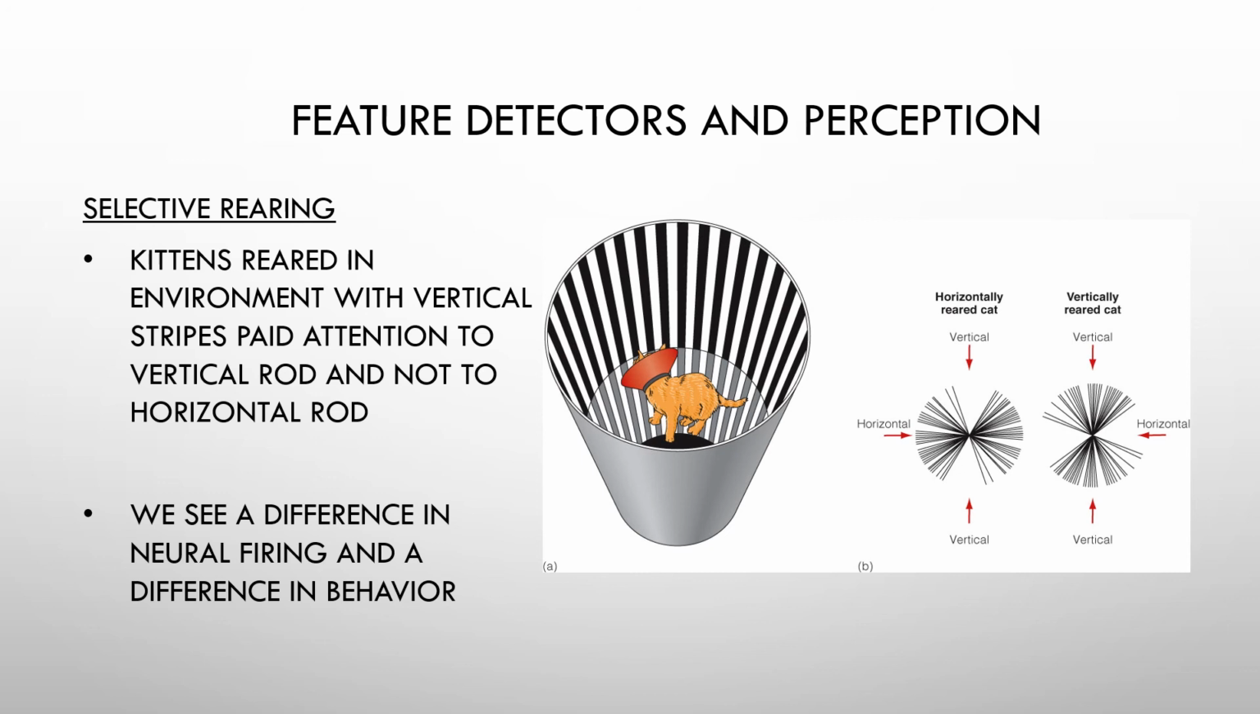They also wanted to see this difference in behavior, because we want to know, does this affect perception? They would test the kittens with either a vertical rod or a horizontal rod. If they were reared in a vertical environment, they would pay attention to the vertical rod, but not to the horizontal rod. They would swat at the vertical one and avoid it, but the horizontal rod they didn't even seem to see. They would run right into it. They wouldn't swat at it or react to it in any way. So we see a difference in neural firing, and we see the corresponding difference in behavior.